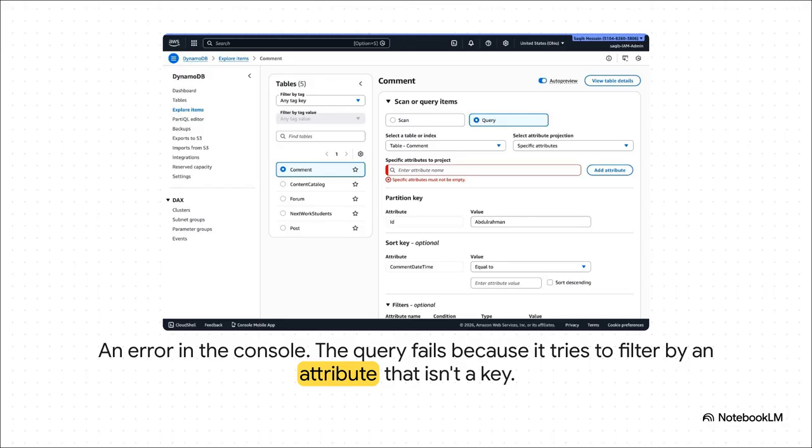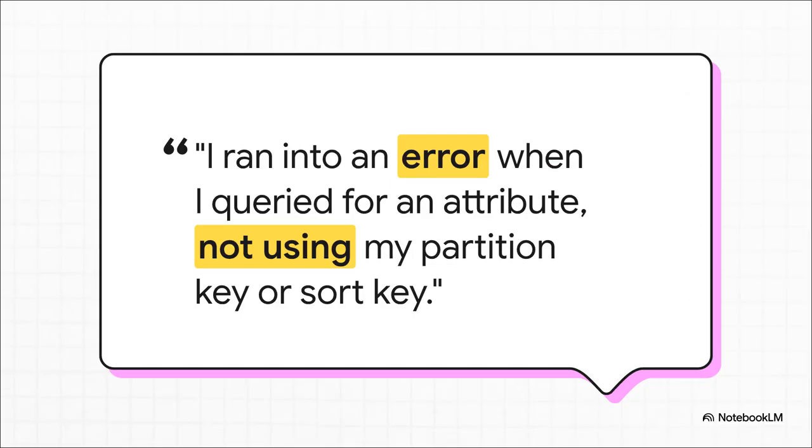This screenshot shows exactly what happened. The student tried to query using an attribute that wasn't a key, and DynamoDB just said, nope. This is a core concept you have to get. Basic queries in DynamoDB must use the partition key. You can't just search on any old field. And here it is, straight from the student. This is such a classic aha moment, the frustrating kind, but an aha moment nonetheless.